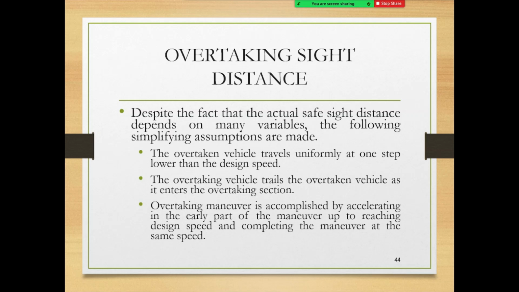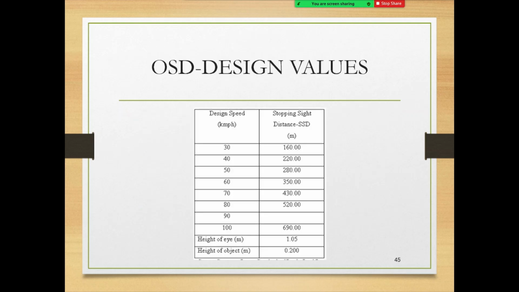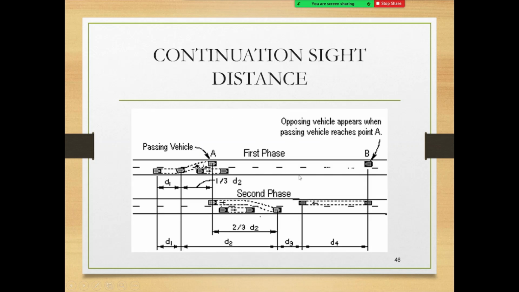Okay, now I came behind the fellow at 60 kmph and then I accelerated into 70 and then I completed the whole process. That means coming back to my proper lane at 70 kmph. Okay. And with these assumptions, these are the sight distance values that should be available. If our design speed of the road is 70, we have to provide at least 430 meters sight distance. If our design speed is 50, we have to provide a minimum of 280 stopping sight distance. Then the third one, continuation sight distance.